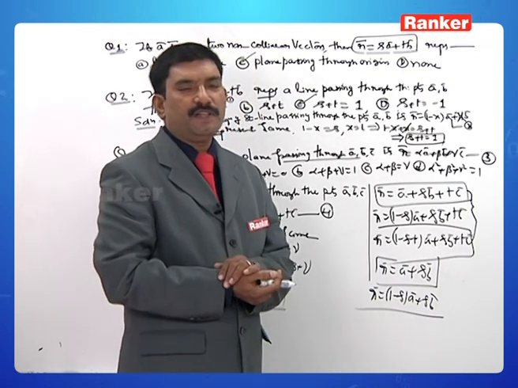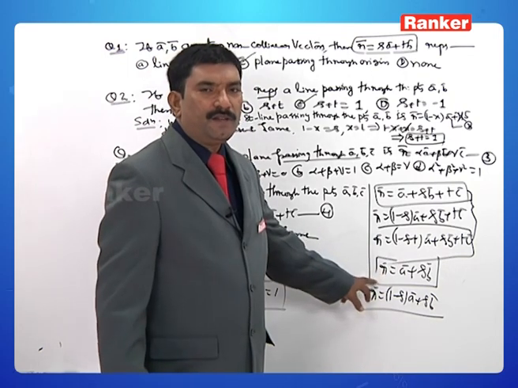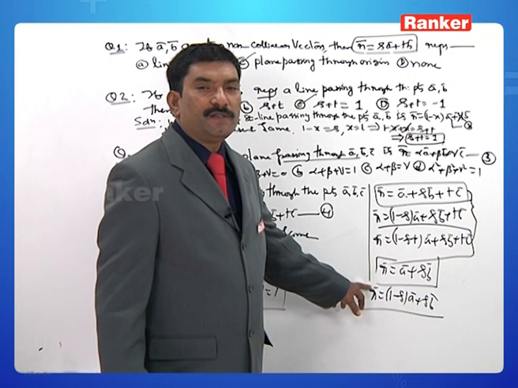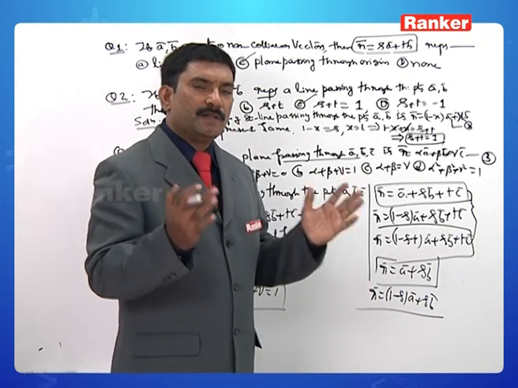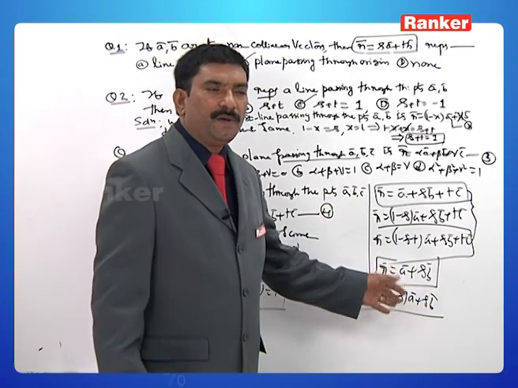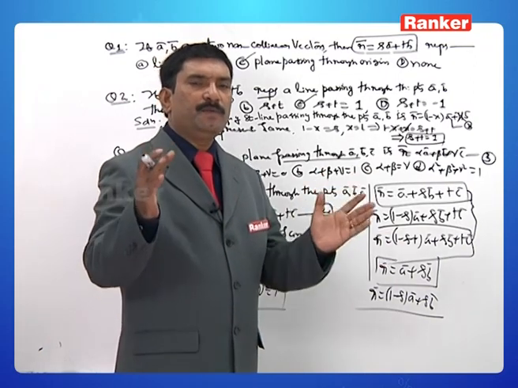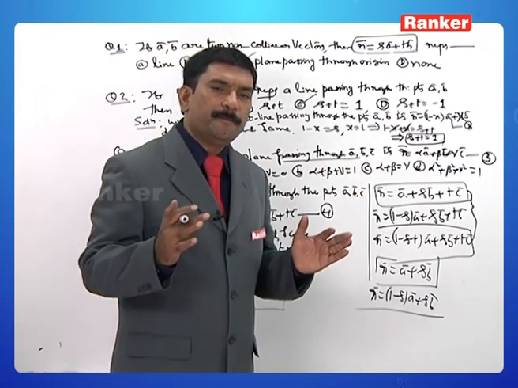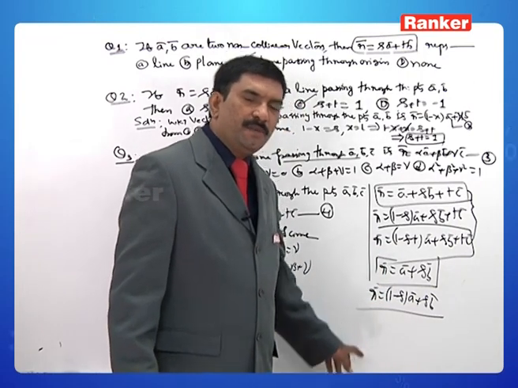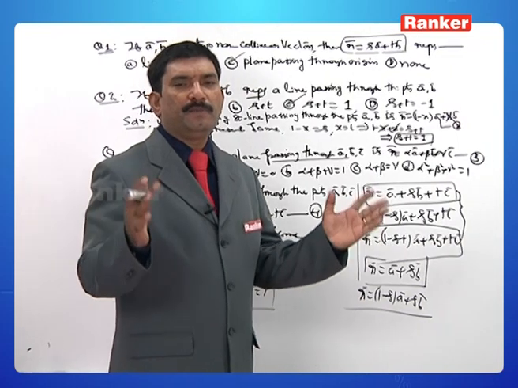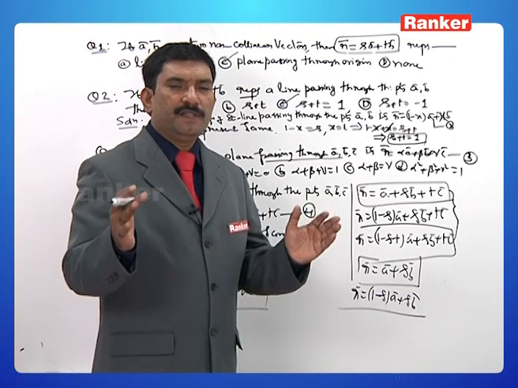Next we come across its Cartesian forms. A bar is equal to A1 i plus A2 j plus A3 k, B bar is equal to B1 i plus B2 j plus B3 k, R bar is equal to x i plus y j plus z k. The Cartesian form of a straight line passing through the point A bar and parallel to vector B bar is (x minus A1) by B1 is equal to (y minus A2) by B2 is equal to (z minus A3) by B3. Next, the Cartesian form of a straight line passing through the two points A bar and B bar is (x minus A1) by (B1 minus A1), (y minus A2) by (B2 minus A2), (z minus A3) by (B3 minus A3).